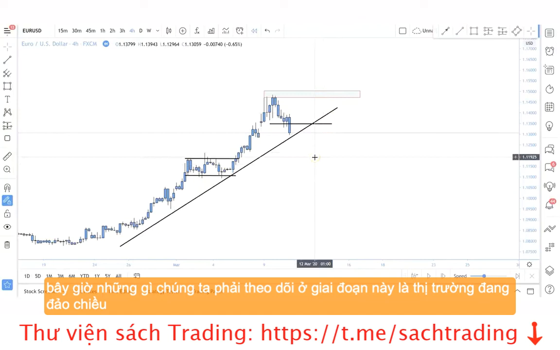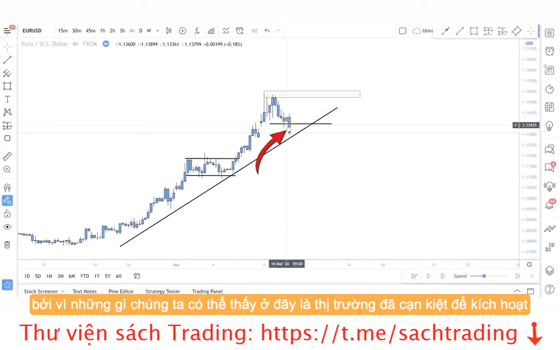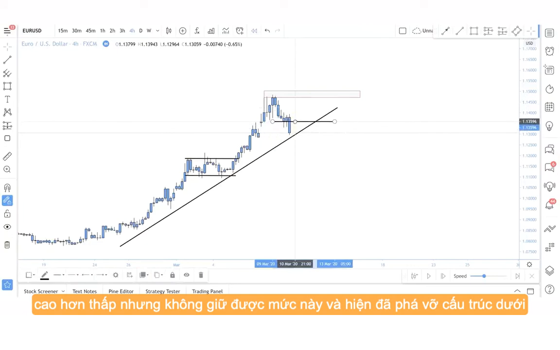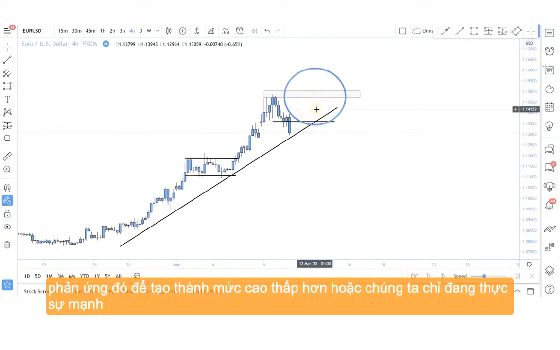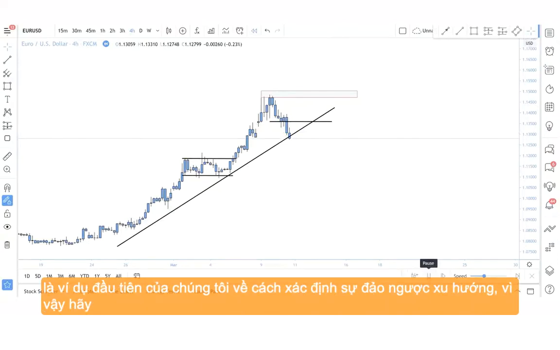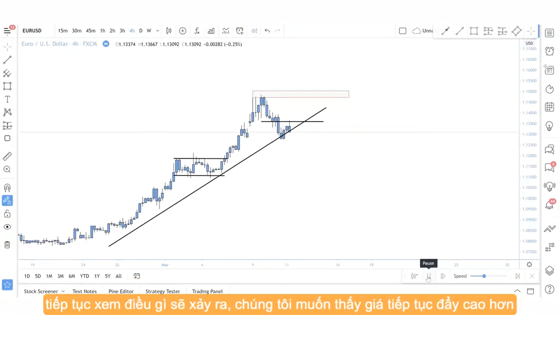Now what we have to monitor at this stage is, is the market in for a reversal? Because what we can see here is the market has exhausted to create that higher low, but failed to hold this level and now has broken below the structure. So now we need to see if the market is going to pull back for a double top to get that reaction to form a lower high, or are we just taking a really strong pullback before we continue to the upside? Well, let's continue. This is going to be our first example of how to identify a trend reversal. So let's continue to see what happens.